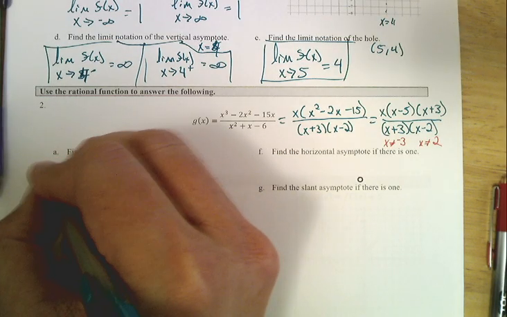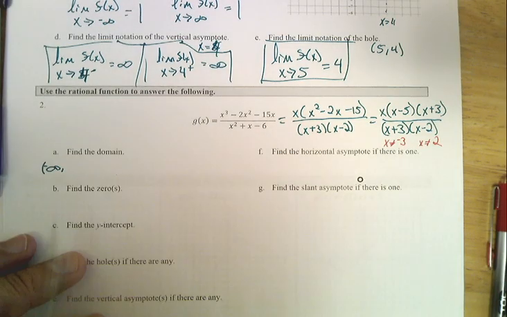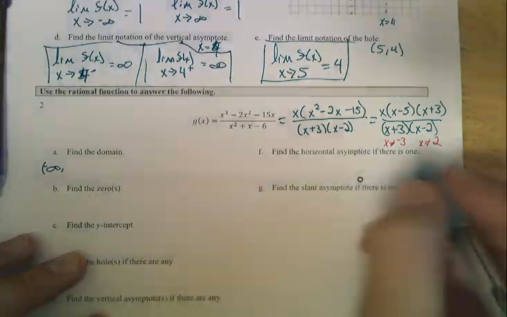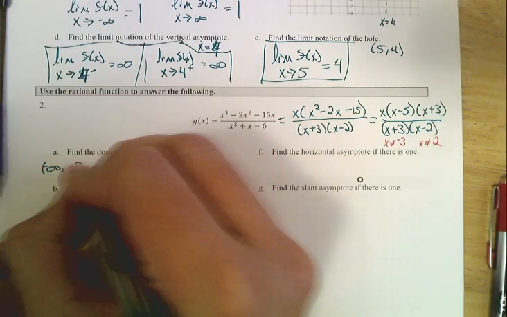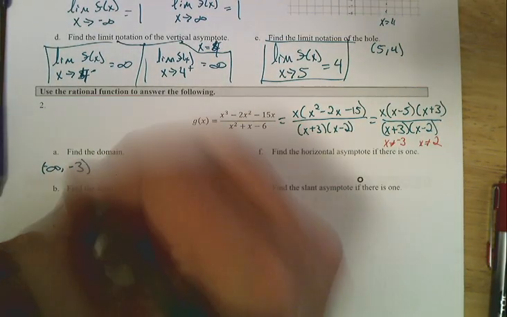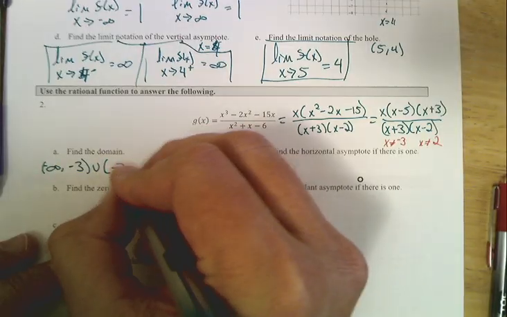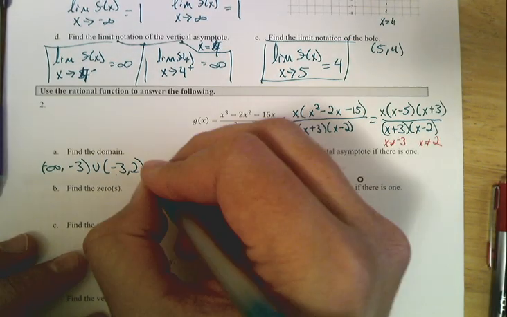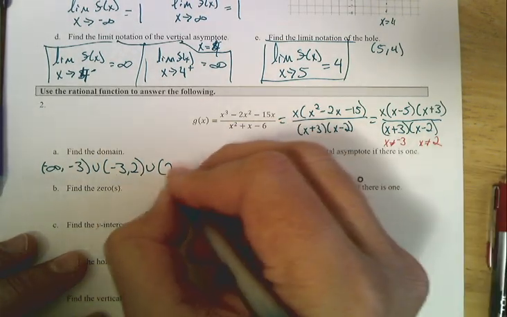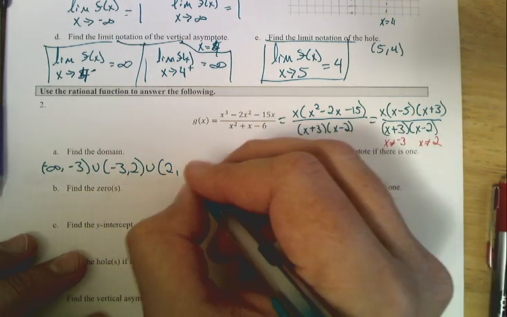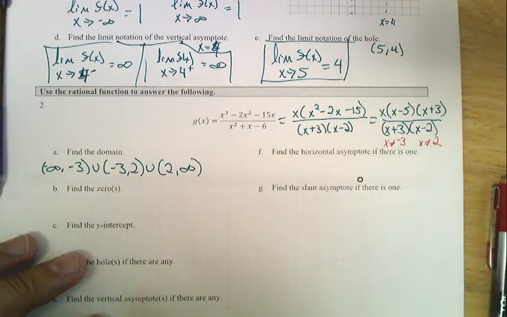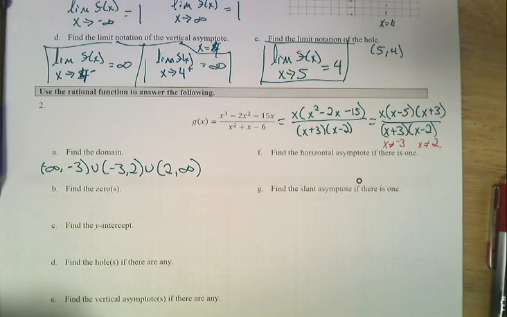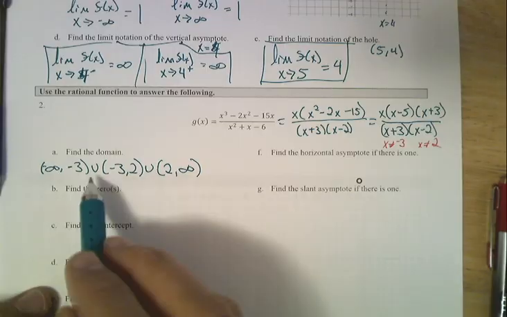So my domain should be negative infinity all the way to the first excluded value, which is negative 3, union negative 3 all the way to my next excluded value, which is 2, union that excluded value all the way up to infinity and finish it off. So two excluded values, two union symbols.